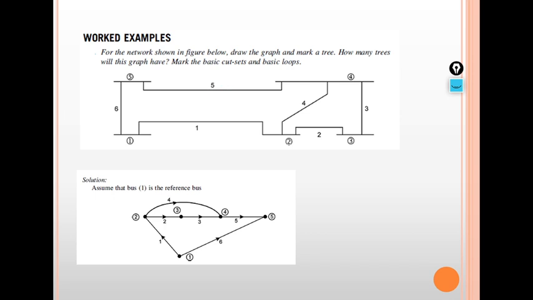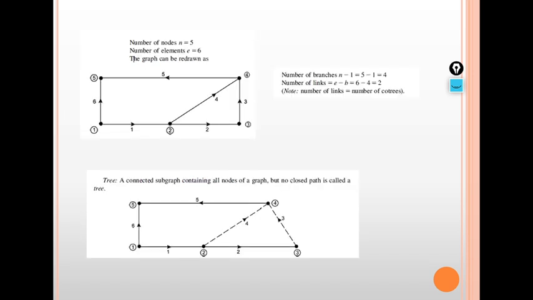Bus 1 you can now take as the reference bus, or slack bus, whatever you will learn at that time. From this you can find the number of nodes and number of branches, and then the number of twigs, number of trees, and number of links. The number of links is 6 minus 4, that is, 6 minus (5 minus 1), which means 2. The number of links should be 2, so these 2 are links. And now you can apply the tie-set matrix.